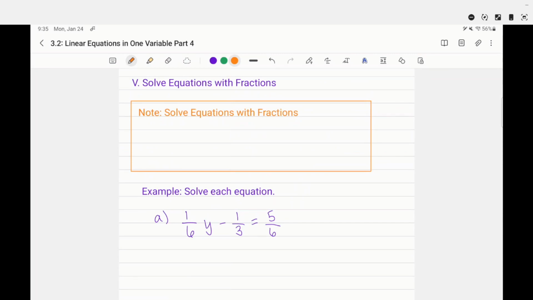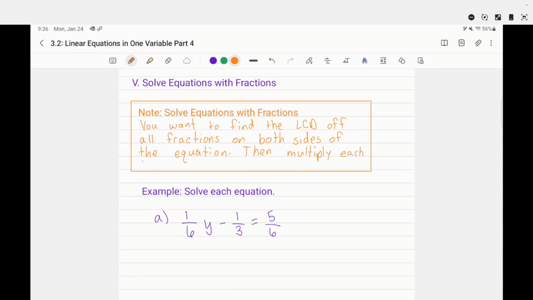So note, when solving equations with fractions, you want to find the LCD of all fractions on both sides of the equation. Then multiply each term by the LCD.